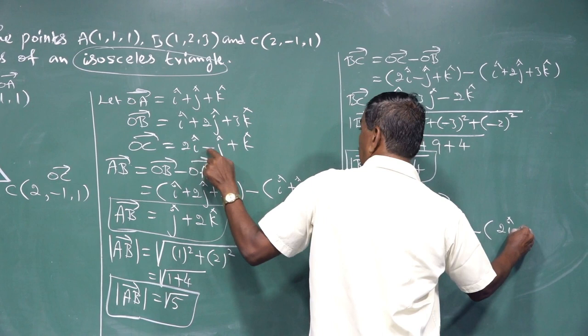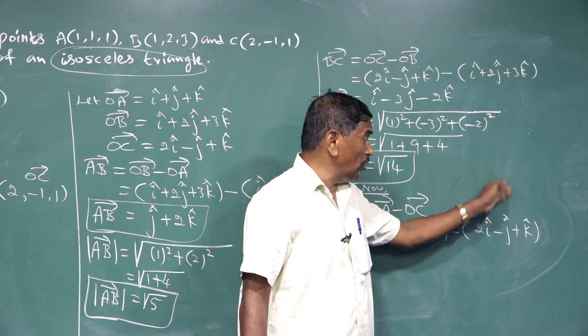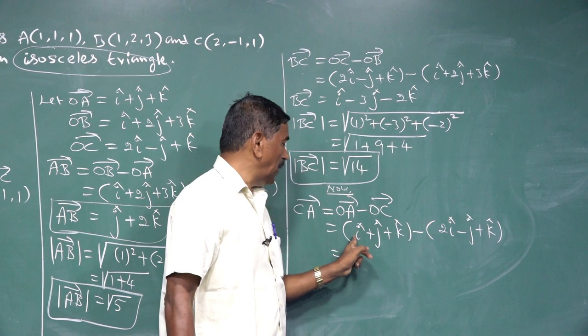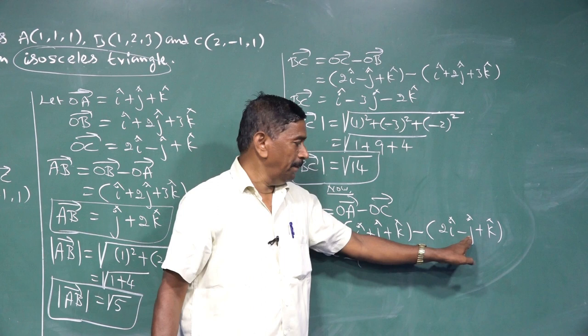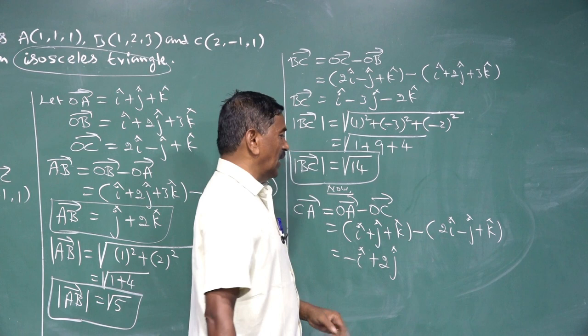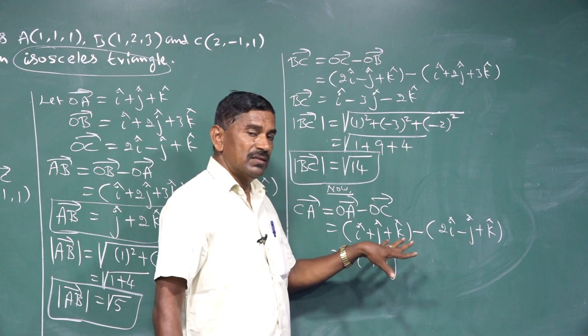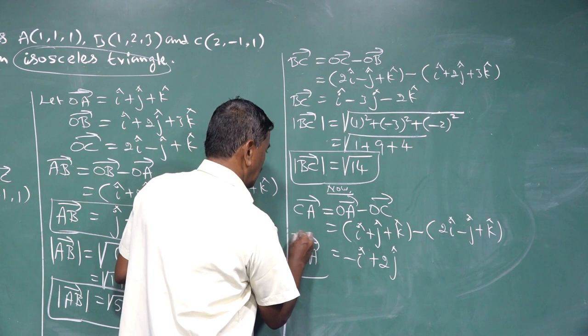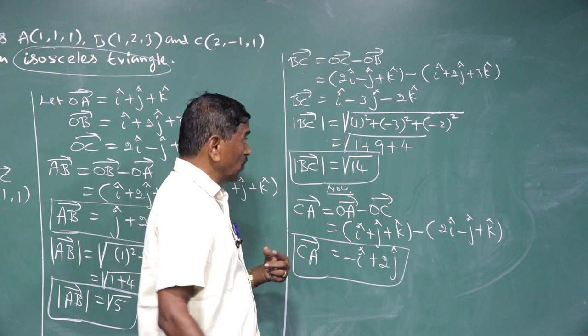As usual, minus is going to multiply inside. Now start yourself. Minus 2 plus 1, so minus î. Next, plus ĵ plus ĵ, total plus 2ĵ. Next, minus k̂ plus k̂ cancel, so 0k̂, no need to write. That is CA vector. CA vector is ready. But now I want to find the magnitude, that is modulus CA vector.